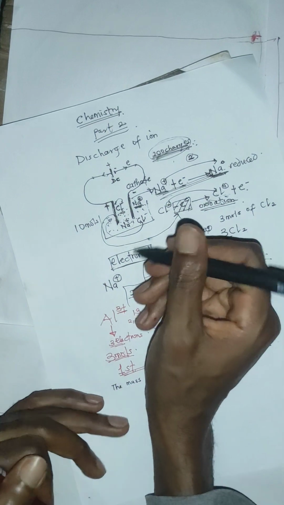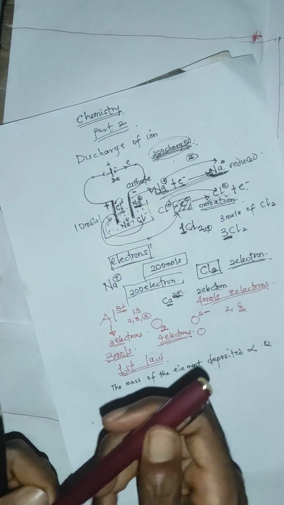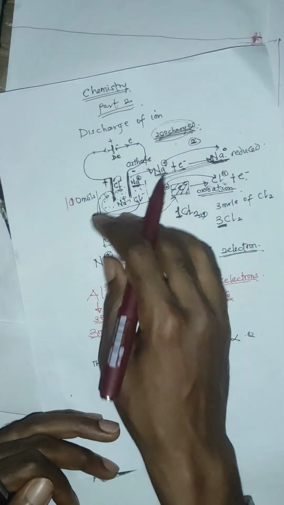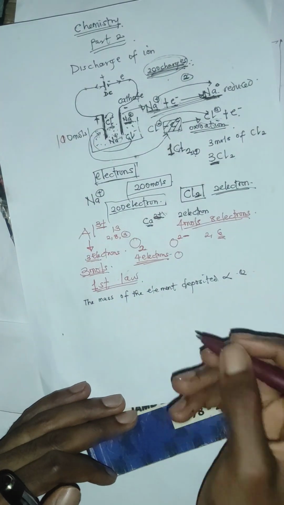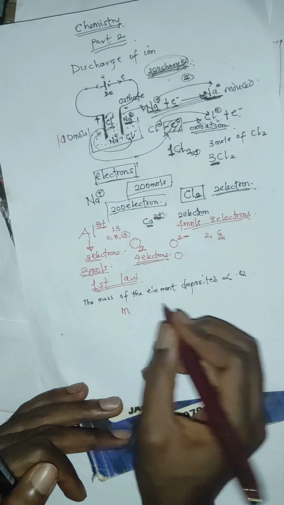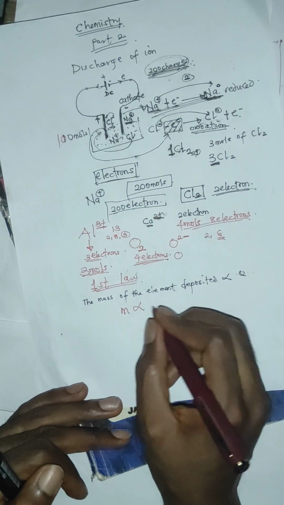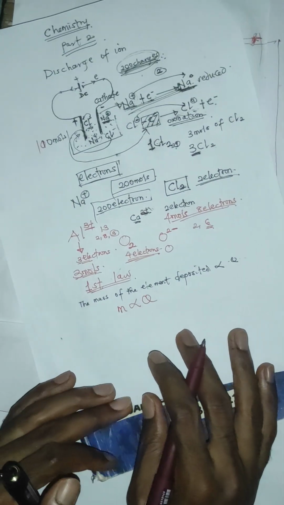I hope you remember why. Because 1 mole of chlorine takes 2 electrons. So therefore, I'm going to get 100. What about if I pass more electricity? The more the electricity I pass, the more the mass of the element deposited. So mathematically, the mass of the element deposited is proportional to the quantity of charge passing through the electrolyte.